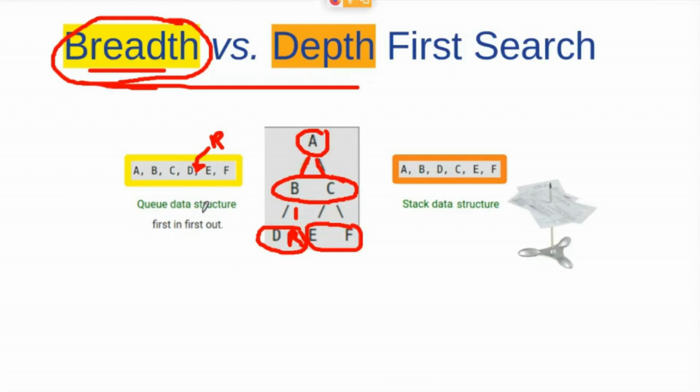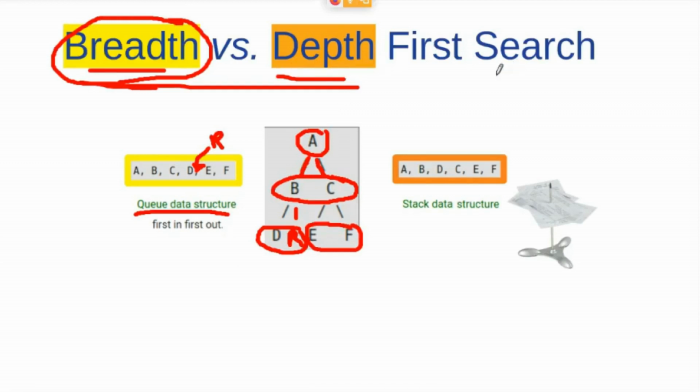So this is a typical queue data structure, right? Because we consider that the following level is the queue for the previous level. That's the main idea. But then, on the other hand, we have the depth first search.